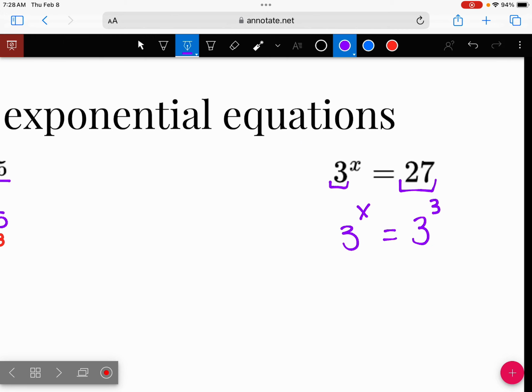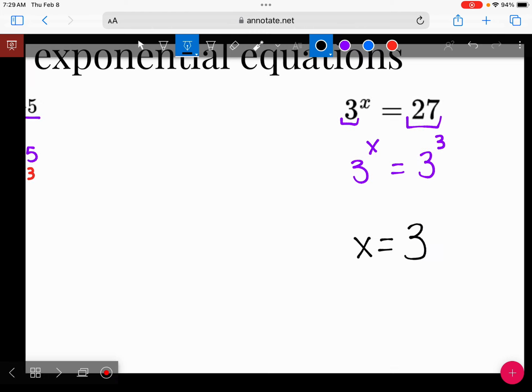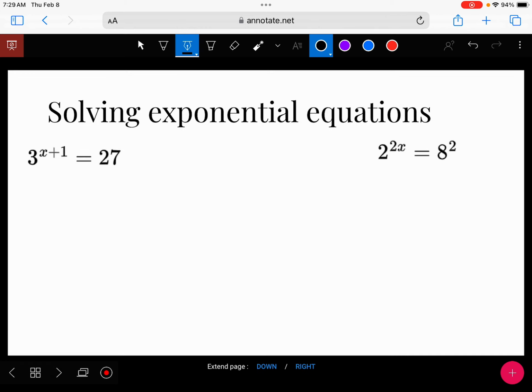So when we don't have bases that match, make them match. Every time, everyone I'm going to give you is going to have a way to make the bases match, because we don't have the tools to do it when our bases don't match yet. Next chapter, we will be able to do it when the bases don't match. So on this one, what is our x? X equals 3. So we're going to do a few like that.